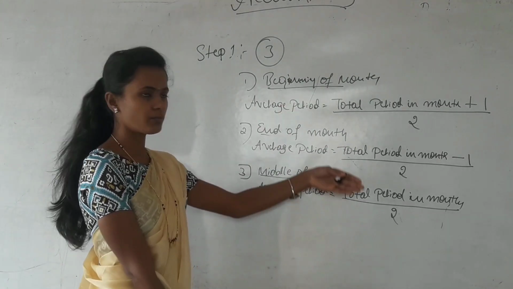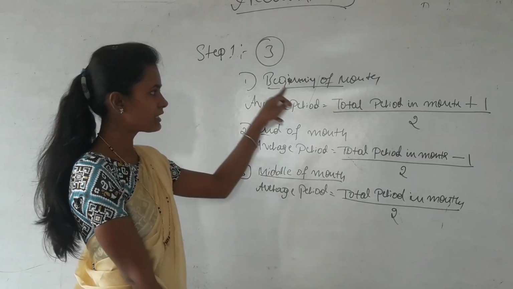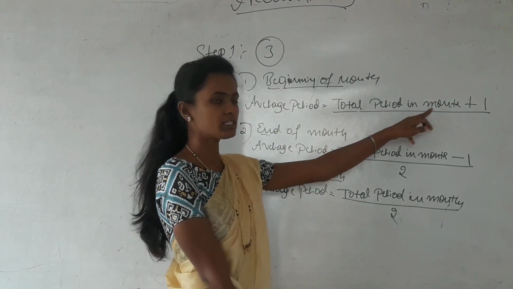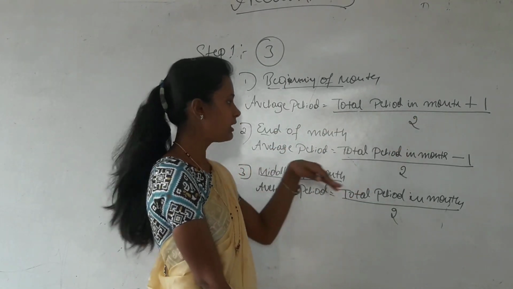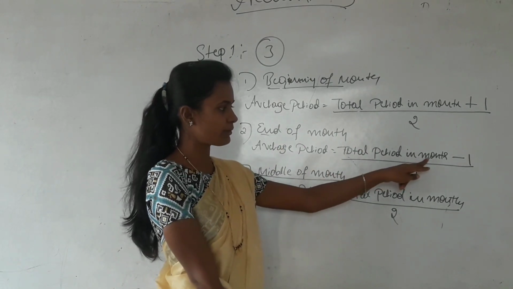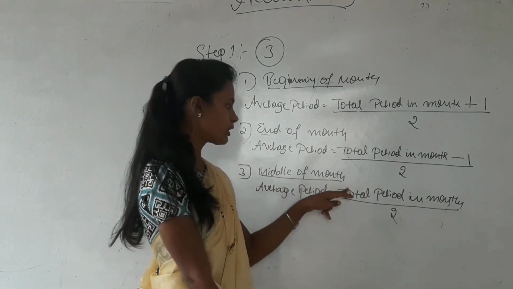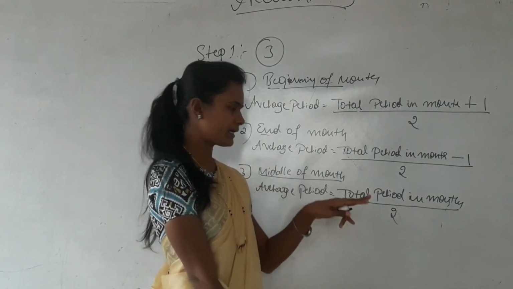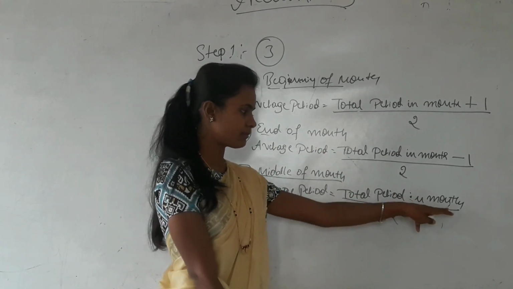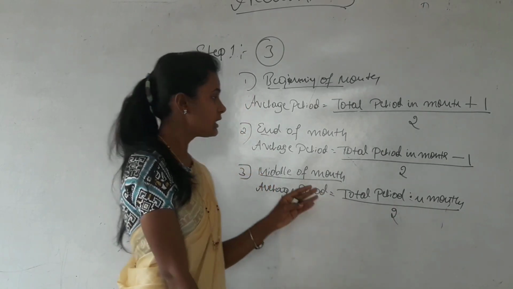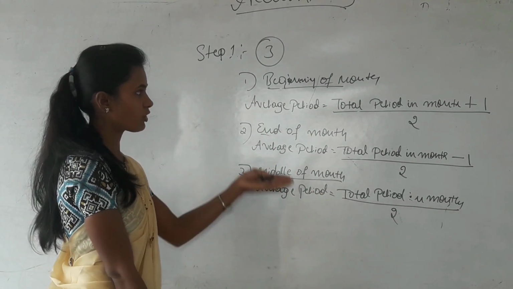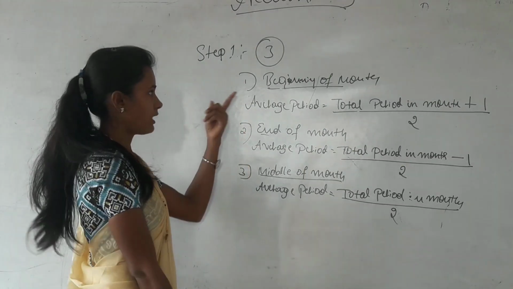These are very simple formulas. In case of beginning, you do total period in months plus 1, divided by 2. In case of ending, again total period in months minus 1, divided by 2, as usual. And in the case of middle of a month, no plus, no minus, just simply total period in months divided by 2. These are the formulas for the calculation of average period.